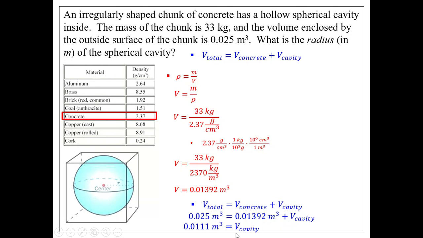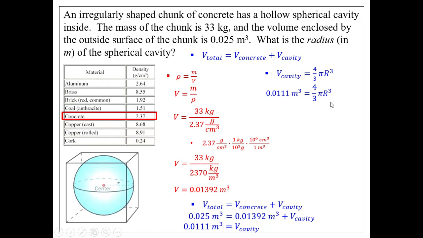Now that I have the volume of the cavity, I can find the radius of the cavity because in this case, it says spherical, so I'll just set the volume of the cavity equal to the function for a spherical shape. The volume of a spherical shape is 4/3 pi r cubed. Well, here we're trying to solve for r, so I know the volume of the cavity because I just found it. So I'm just going to plug in the volume of the cavity from what I just got, 0.0111 meters cubed. 4/3 gets carried down, pi gets carried down, and this r cubed.